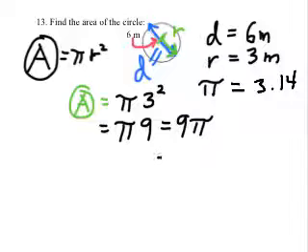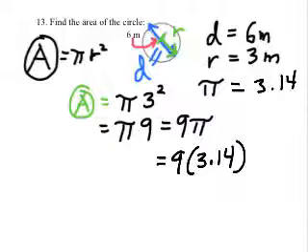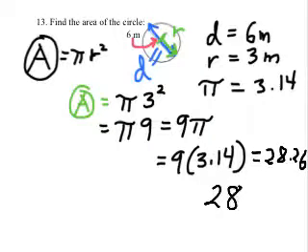Okay, so our answer would be 9 times pi as 3.14. This equals 28.26. Write that again, 28.26. You can do this on your calculator.